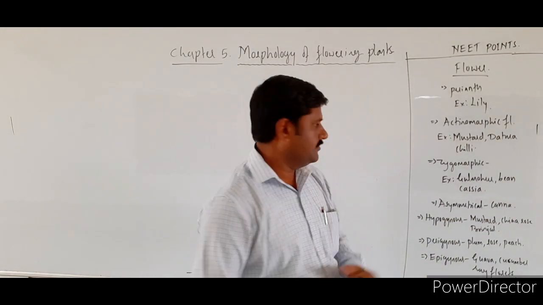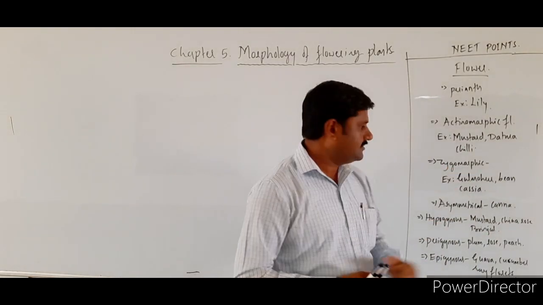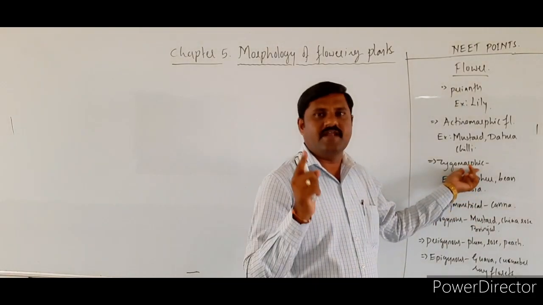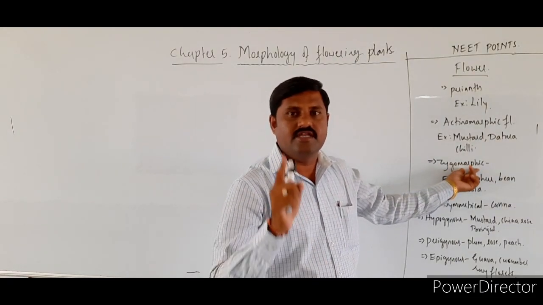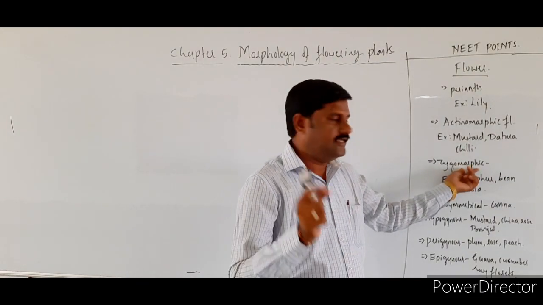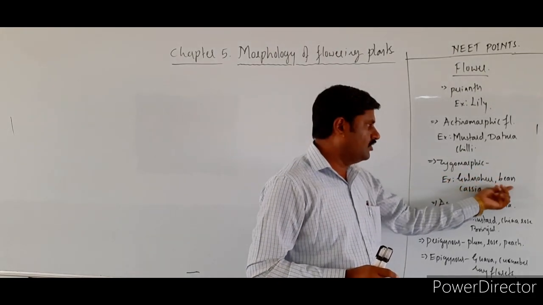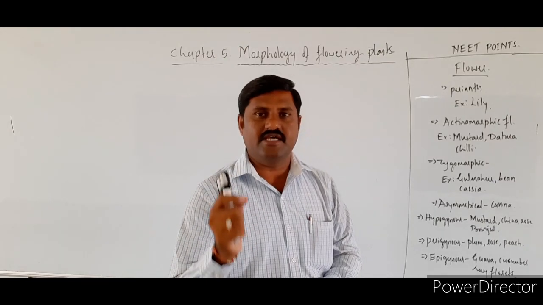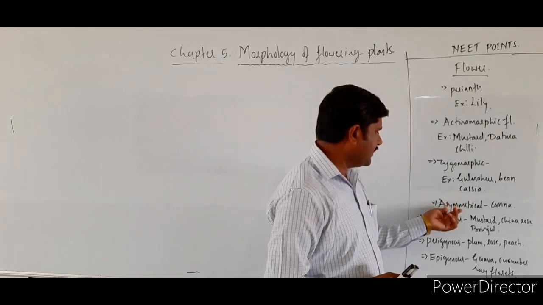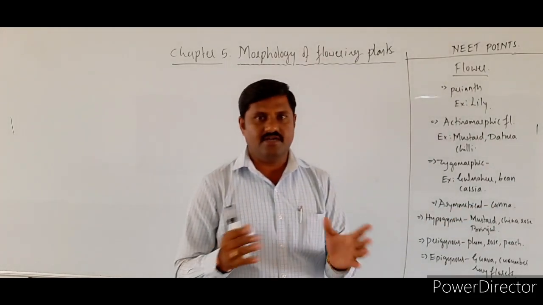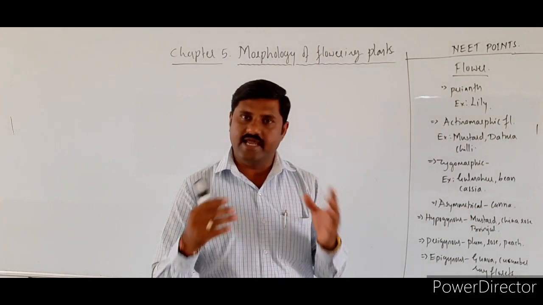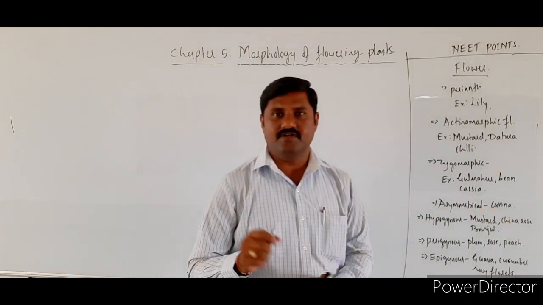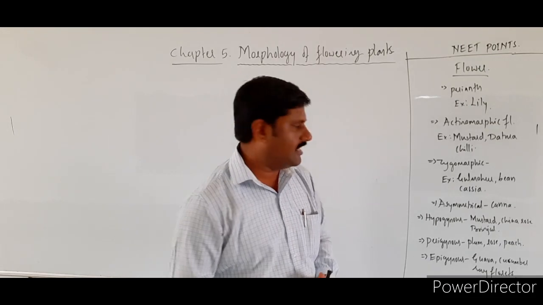And along with this, zygomorphic is there. This is a symmetry of the flower where the flower can be cut into two equal halves in only one plane. That is the zygomorphic flower. Gulmohar, bean as well as cassia are the examples mentioned in the NCERT book itself. The next one is the asymmetrical flower. It cannot be cut into two equal halves in any plane. That kind of flower is called an asymmetrical flower. The best example for this is canna, given in the NCERT book.